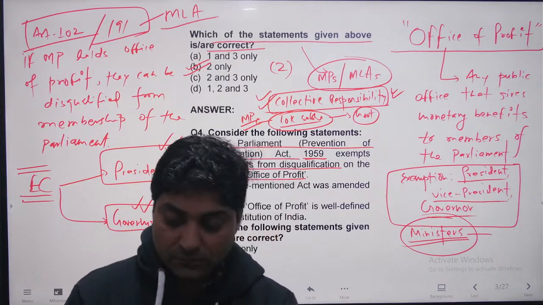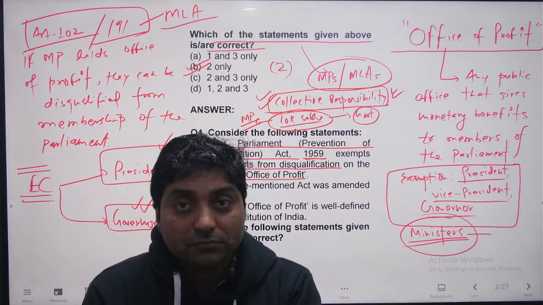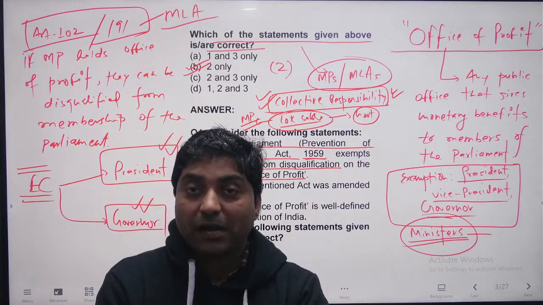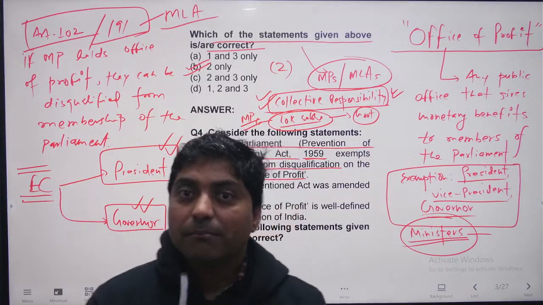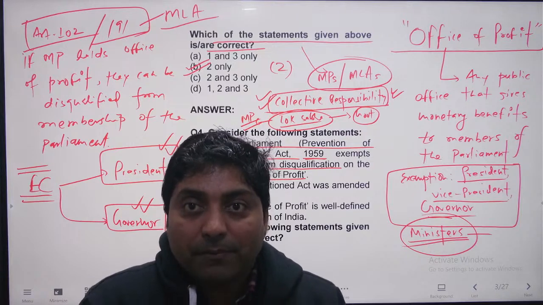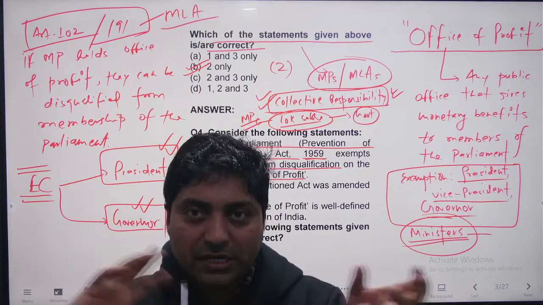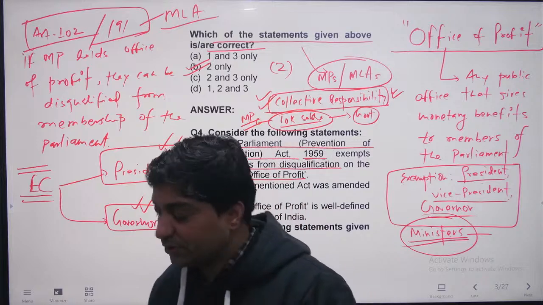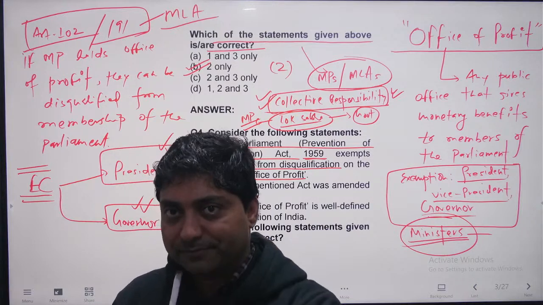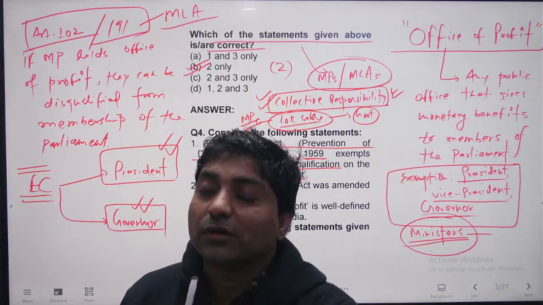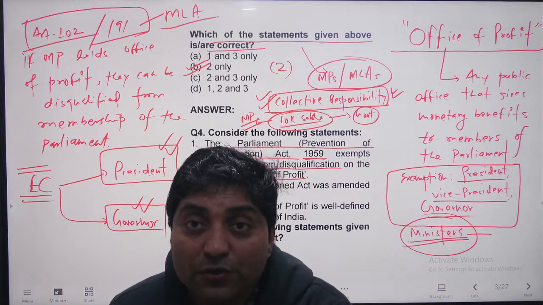For example, the office of commander. Any member of parliament can be a commander, or any army officer can become a member of the parliament, but he can remain a member of the territorial army, and he can get the money from both sides. That cannot be called office of profit. Like vice chancellor of a university, that was exempted. The chairperson of the National Commission for Scheduled Caste and Scheduled Tribe is also exempted from office of profit.